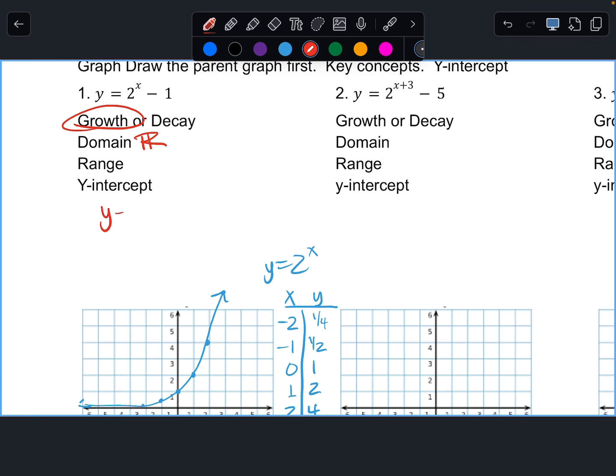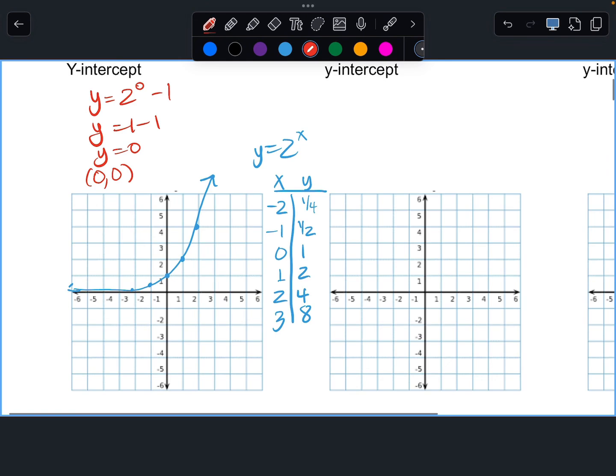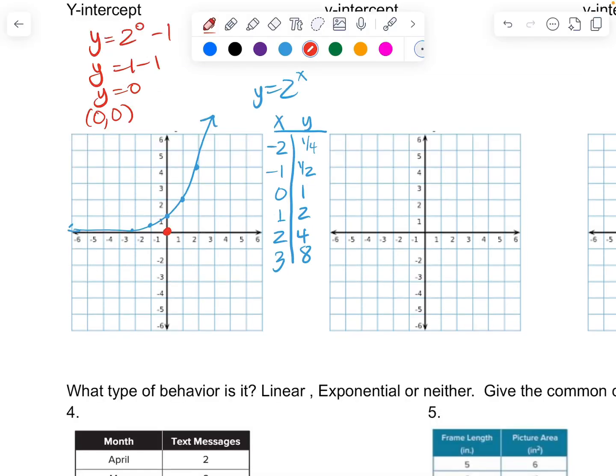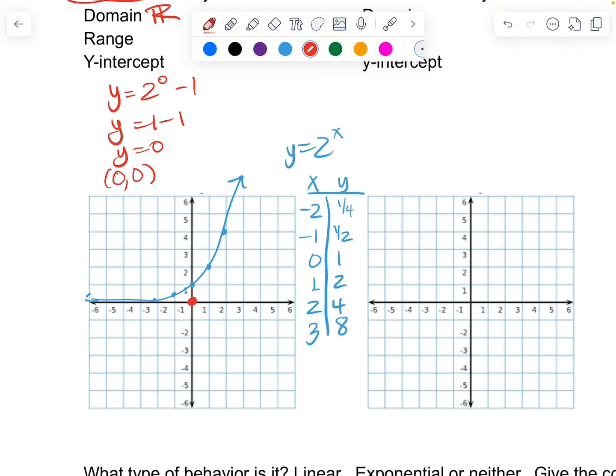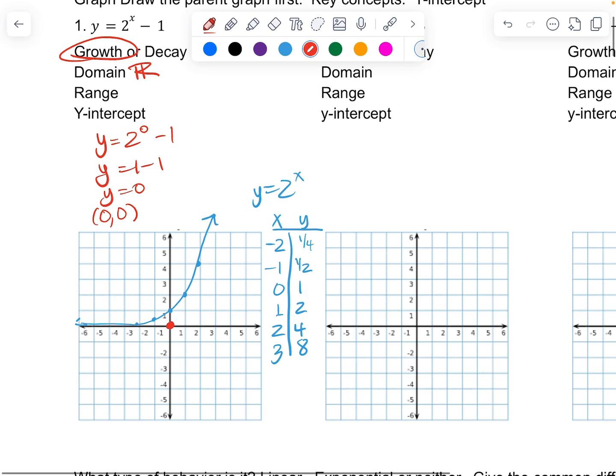For the y-intercept, that means I'm going to plug in 0 for x, and I get 1 minus 1, so y equals 0, so the point (0, 0). So I'm going to plot that point (0, 0).